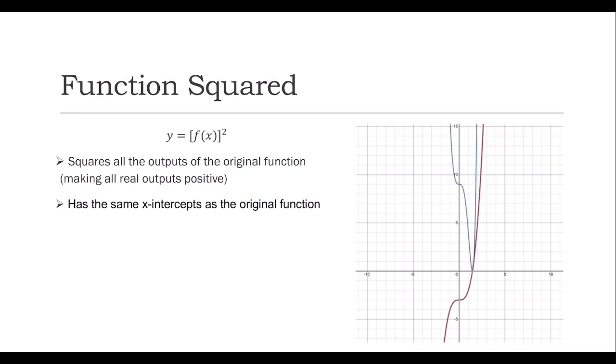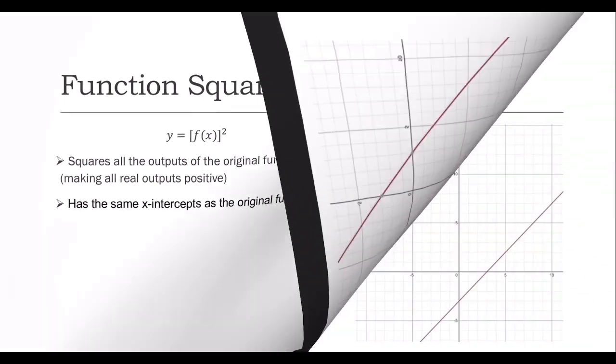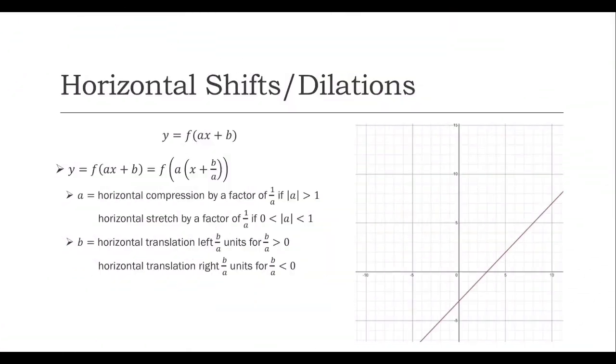And they look very different once again, but our x-intercepts are still the same. So next we'll learn about horizontal shifts and dilations.